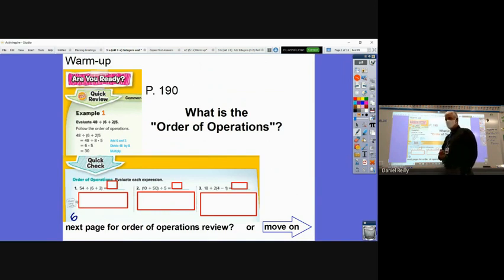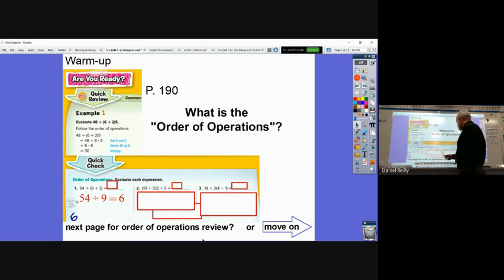How do you get 6, Olivia? What do you do first? Get rid of the barriers. I'm calling them the barriers. The parentheses, yes, the grouping symbols. Inside the parentheses, you have to do that addition first, which is 9, right? And then 54 divided by 9 is 6. So that was pretty simple.